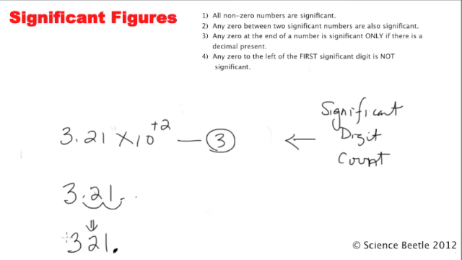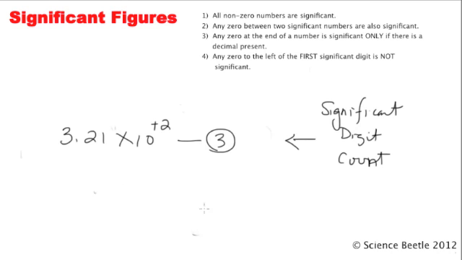All non-zeros are considered significant, so the 3 is significant, the 2 is significant, and the 1 is significant. So in this particular case, this one here, 2, would also have a significant count of 3. All right? But what if our number here was slightly different?